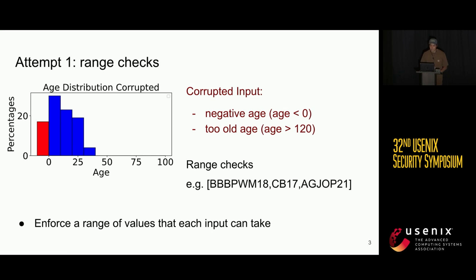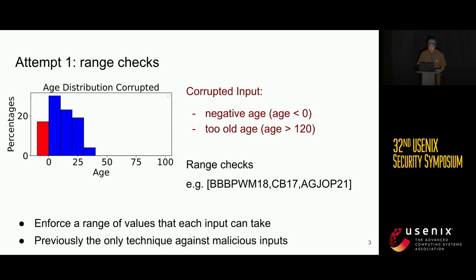Specifically, range checks enforce the range of values that each input can take. This is previously the only state-of-the-art technique against malicious input checking. In our past example with the banks, we can take a customer and filter out any inputs such that the age has to be greater than or equal to 0, and the age also has to be less than 120, which is the age of the oldest person in the world. Previous works that have implemented range checks for input checking include Bulletproofs, Prio, and Prio Plus.